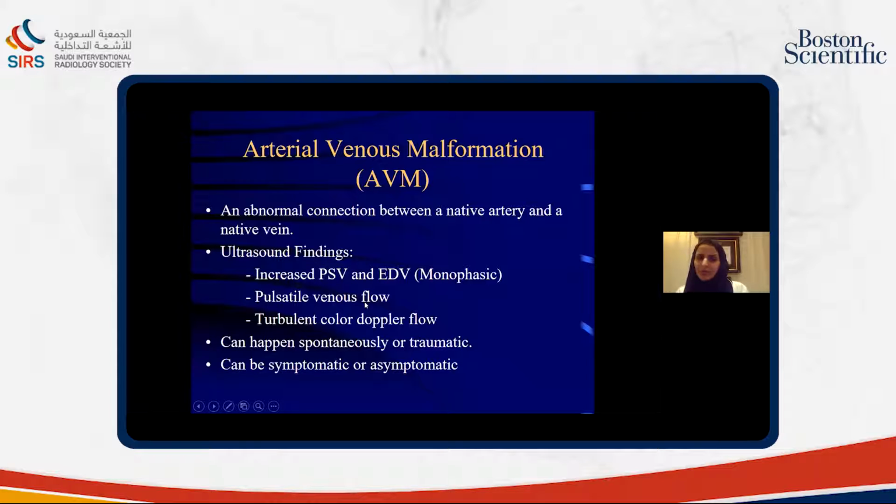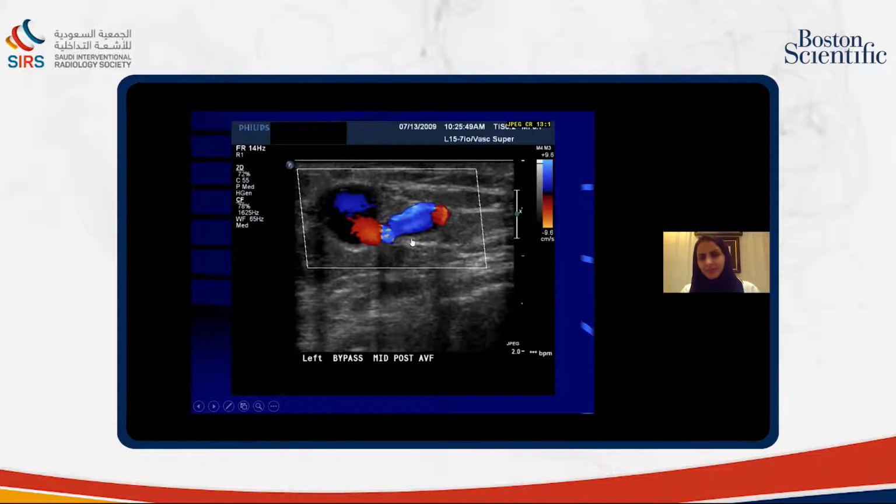Arterial venous malformation, an abnormal connection between a native artery and a native vein. Ultrasound findings: increased peak systolic and diastolic velocity, and we will have pulsatile venous flow. That's why, before the area of the abnormality, like if we check the groin area, we have to go and check the vein below in the thigh, before the area of the groin, to see if it's pulsatile or not. Can happen spontaneously or traumatically. Can be symptomatic or asymptomatic. Here, this is the opening between artery and vein.